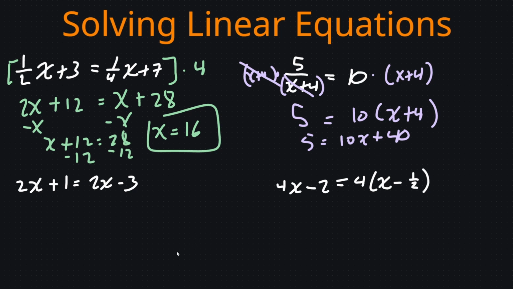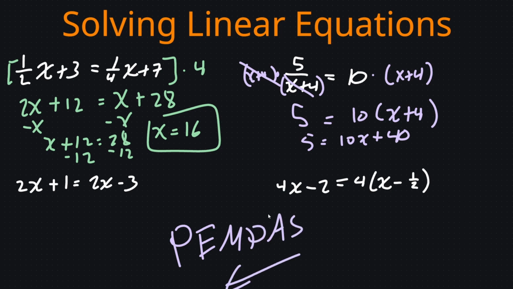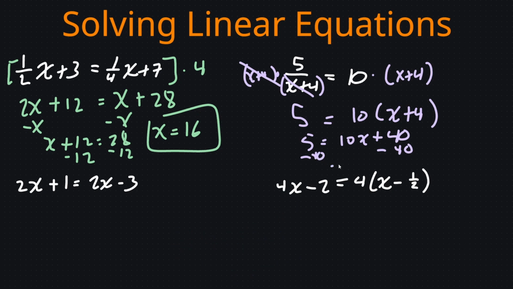Well, once again, if I were to write PEMDAS over here, I'm going to work backwards and think, well, the first things I have to deal with are addition and subtraction. So I'm going to deal with this plus 40 by minusing it, doing the opposite: minus 40, minus 40. This will give me that negative 35 is equal to 10x.